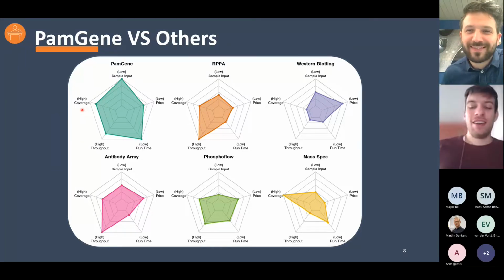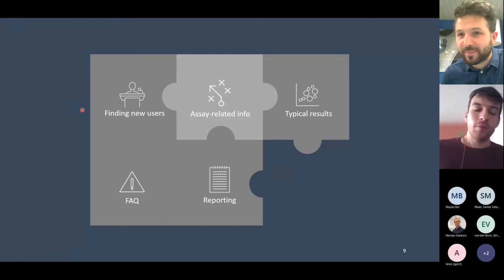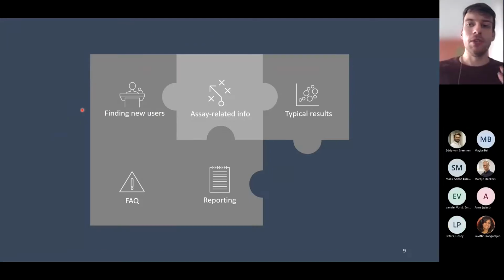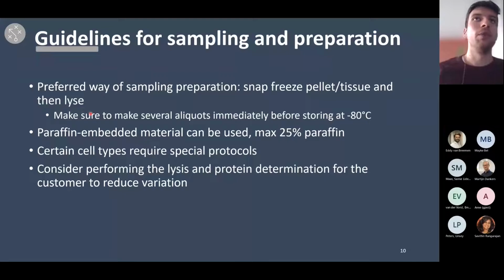All right. Okay, now we can move on to some more assay-specific information. So these will be more points about how to prepare your best samples, how to run the best samples, as well as some tips and tricks for that. So let's start with some guidelines for the preparation of samples.